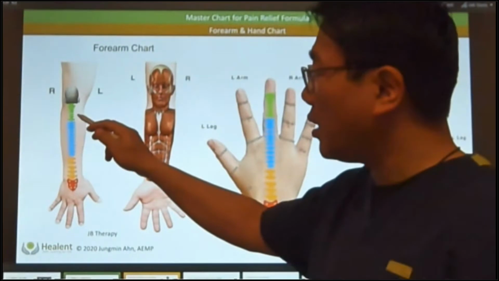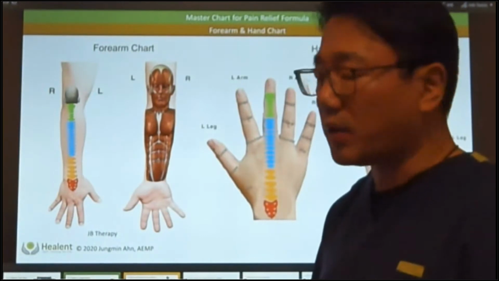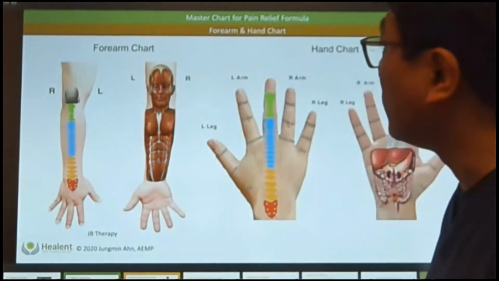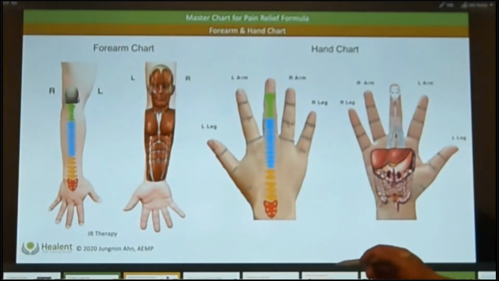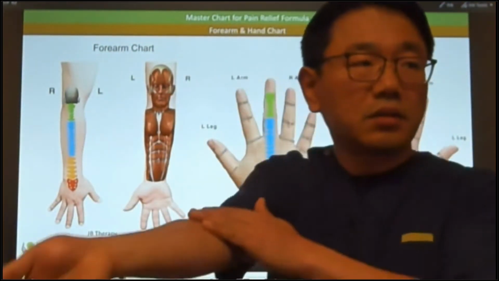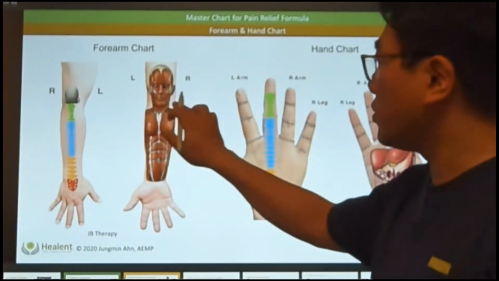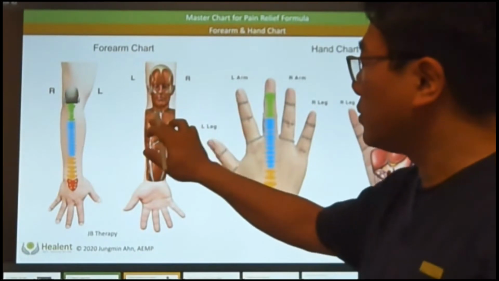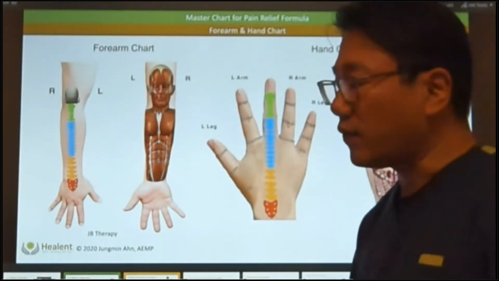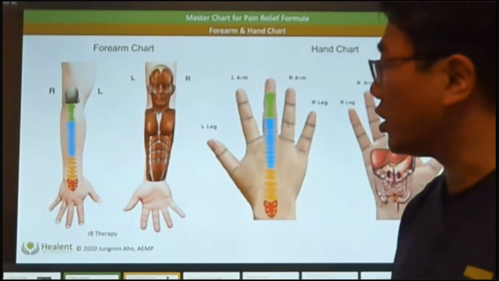So if we have neck pain, apply here. If we have upper back pain, apply here. If we have lower back pain, find the tender point around here, and you can use that one. This is the front side of your body. This is your elbow, this is your chest, and this is your abdomen area. If you have a digestion issue, you can find some acupressure points around here.